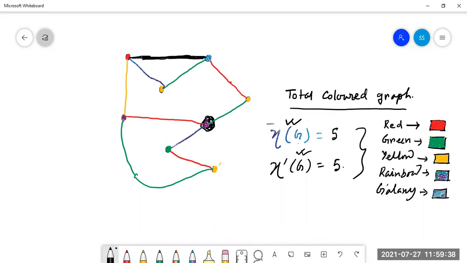Take this one as black. Then this graph is properly colored, so no two adjacent vertices are in the same color and no two incident edges are in the same color. This is the total coloring of a graph.